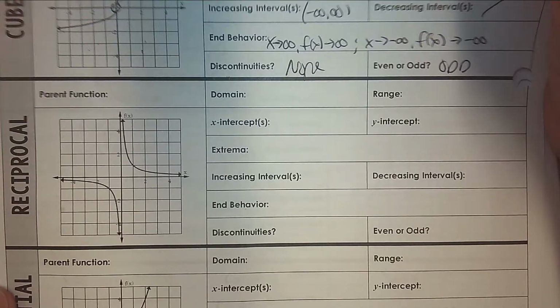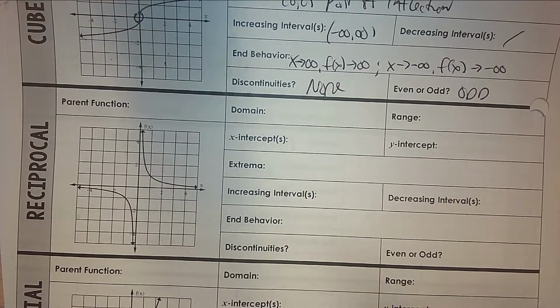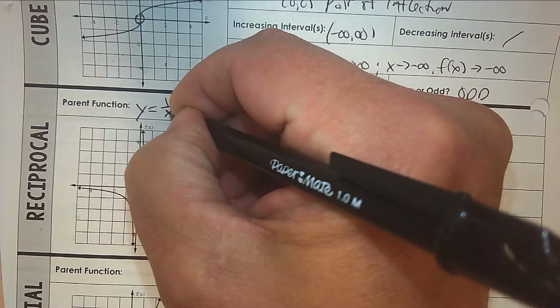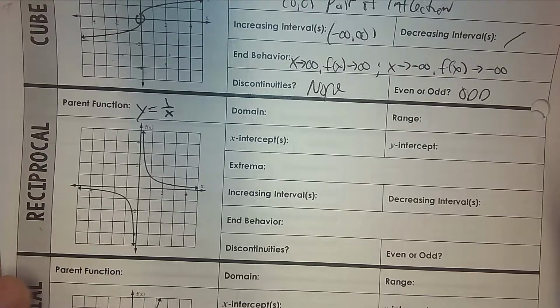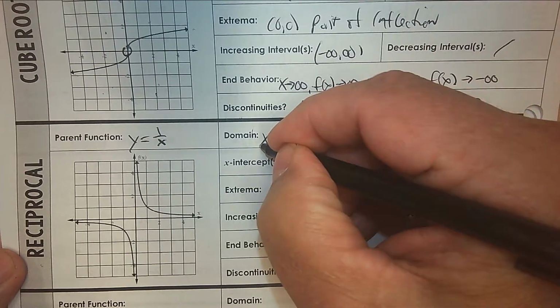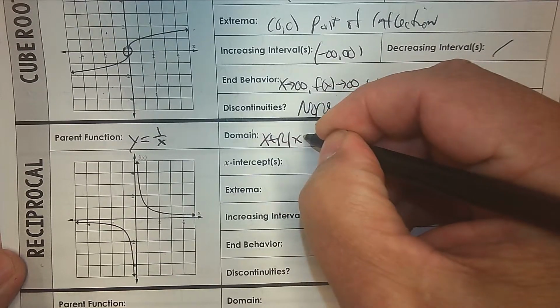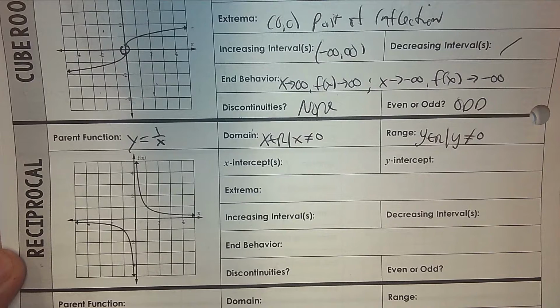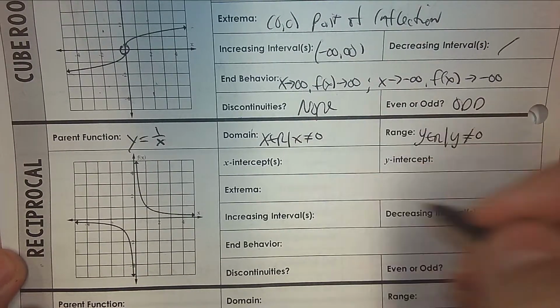Next, reciprocal. Sometimes we call that a rational. So this is the simple rational, which is a reciprocal. The domain of that is all real numbers, and I'm going to write it like this, but x can't equal 0. Same thing with the range. It's all real numbers, but y can't equal 0. I could write it in interval notation. It's just quicker to write it this way.